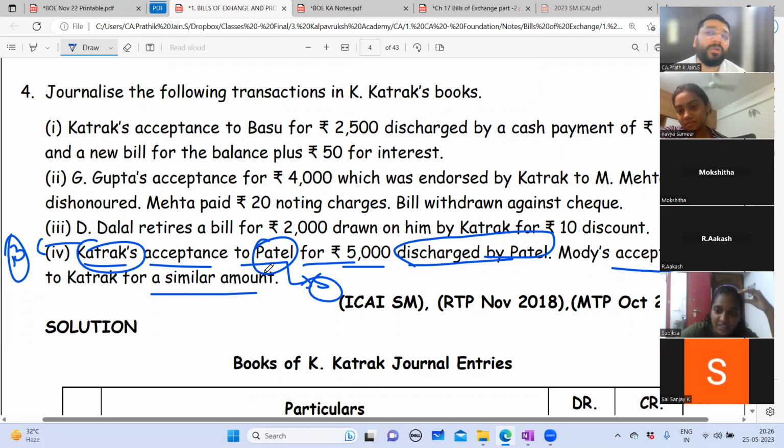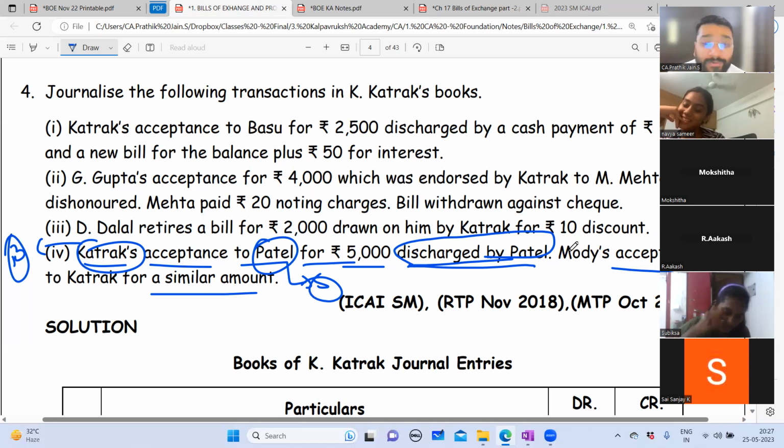Who will have to make payment to whom in that case? Will Katrak make the payment to Patel or Patel make payment to Katrak? Katrak will make payment to Patel. Then why have they told discharge by Patel? Then what is Patel discharging here? He's endorsing the bill to Modi. If Katrak is making the payment to Patel, then what is Patel discharging? We have to understand.